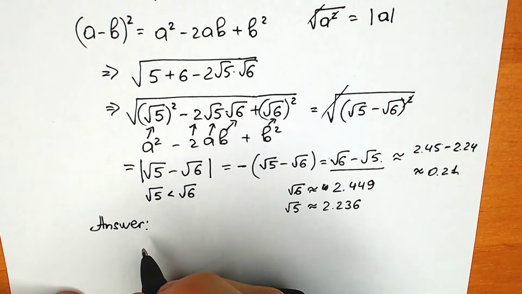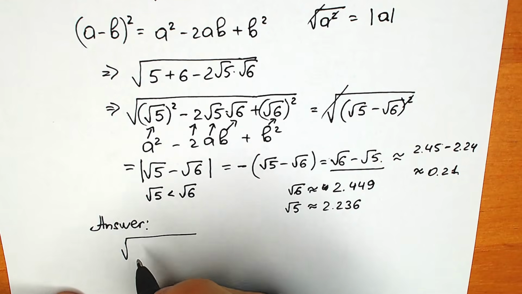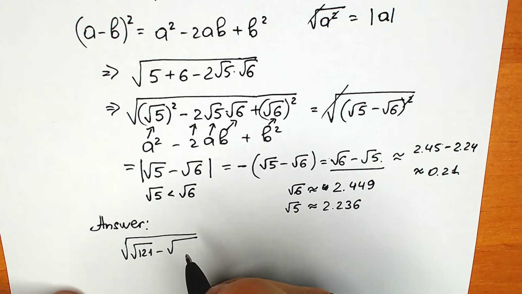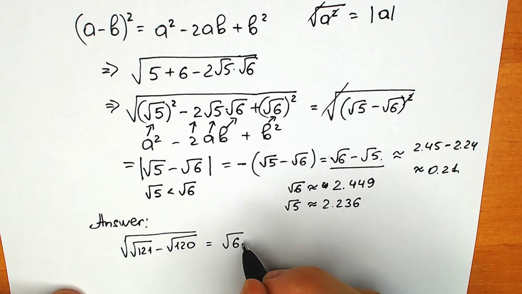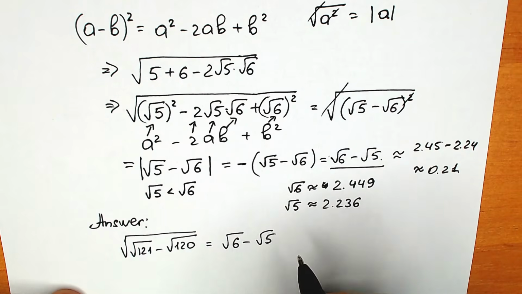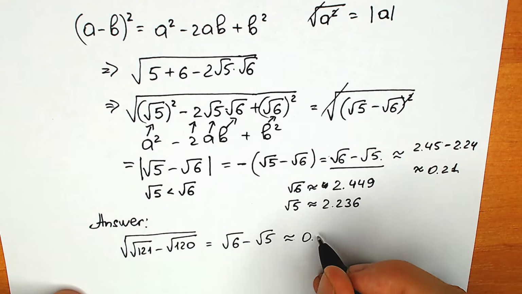So our answer to this expression, square root of 121 minus square root of 120, is equal to square root of 6 minus square root of 5. And if you know this value, for example, like a table case, you can easily estimate this answer. If you're talking about an approximate answer, 0.21.